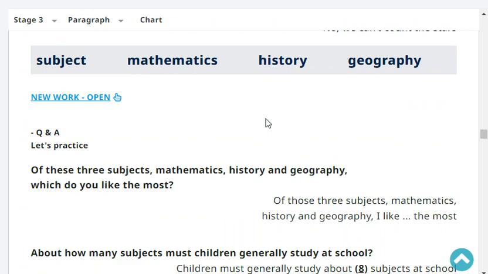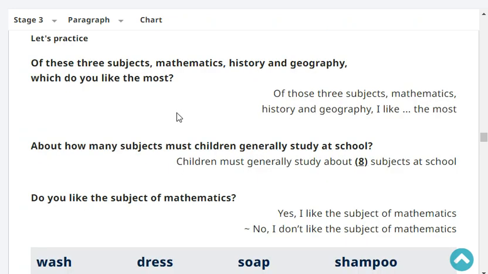Of these three subjects, mathematics, history, and geography, which do you like the most? Of those three subjects, mathematics, history, and geography, I like mathematics the most. Very good.